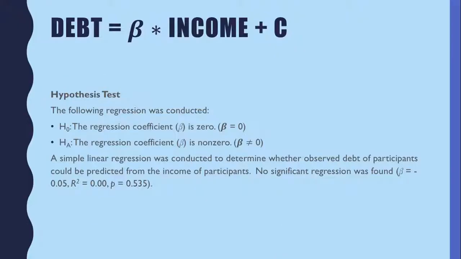Our first test was done with debt being the dependent variable and income being the independent variable. The following regression was conducted. The null hypothesis states that the regression coefficient is 0, while the alternative hypothesis states that the regression coefficient is non-zero. A simple linear regression was conducted to determine whether the observed debt of participants could be predicted from the income of participants. No significant regression was found. Beta equals negative 0.05, r squared equals 0.00, while p-value equals 0.535.